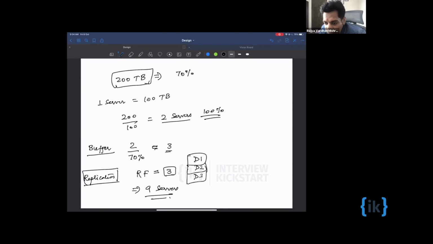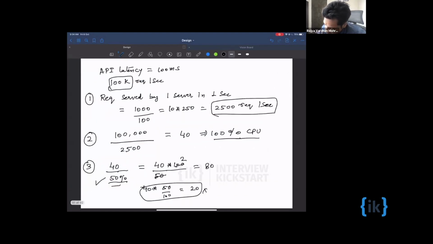Okay. So there was a question on explaining the previous calculations again. So I'll do that. We know that the latency of one API is 100 milliseconds. This is what we have established with the interviewer. And the second thing we have established with the interviewer is that 100,000 requests per second are coming to our system. So the first step is to identify how many requests will be served by one server in 1 second. Once we have this number, then we can just extrapolate it.